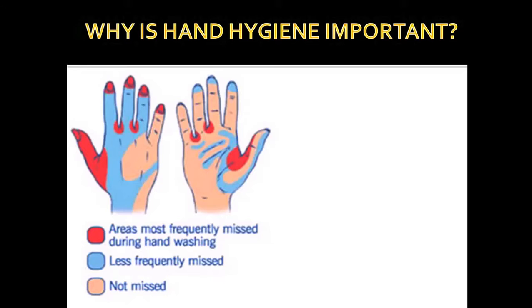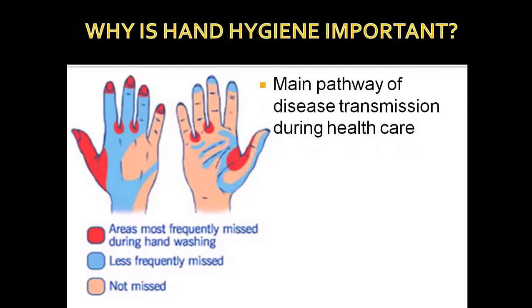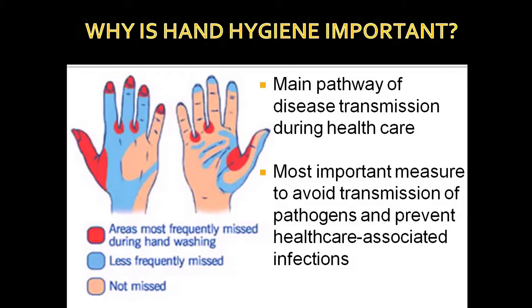Healthcare-associated infections are one of the major challenges of modern medicine. Research shows that hand hygiene reduces the transmission of pathogens to patients and the spread of antimicrobial resistance. In spite of this, the adherence of healthcare workers to hand hygiene has remained low. Hands are the main pathways of disease transmission during healthcare. Hand hygiene is the key measure to prevent the transmission of pathogens and prevent healthcare-associated infections.